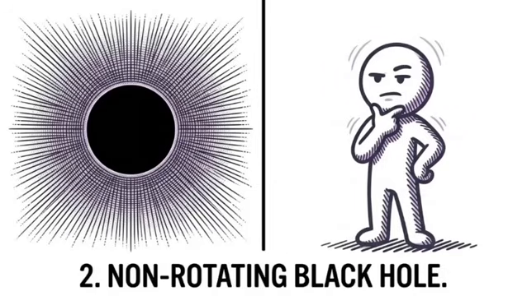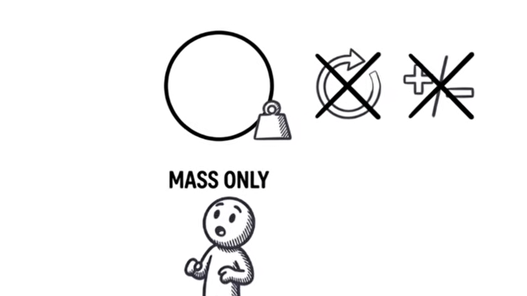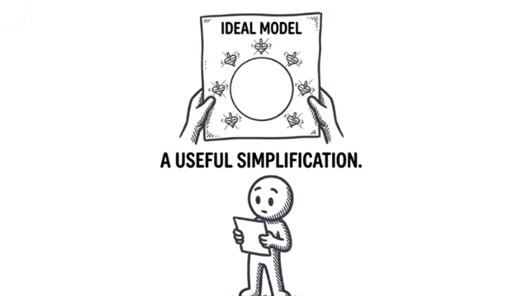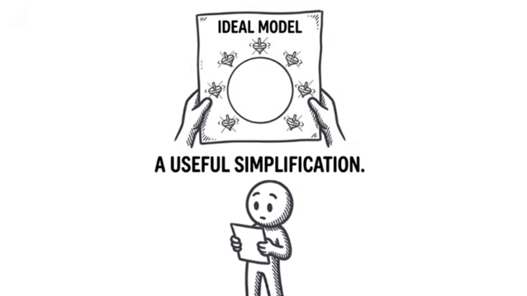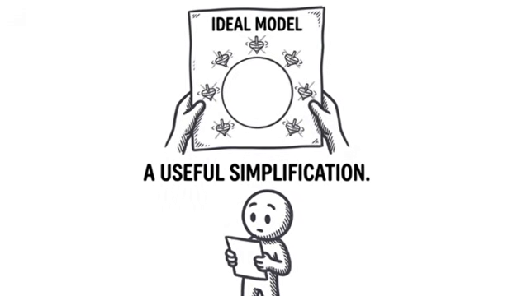Non-rotating black hole. A non-rotating black hole, known as a Schwarzschild black hole, is the simplest kind in theory. It has mass, but no spin and no electric charge. While this perfect version is unlikely to exist in nature because almost everything has at least a little rotation, it remains one of the most useful models in physics.